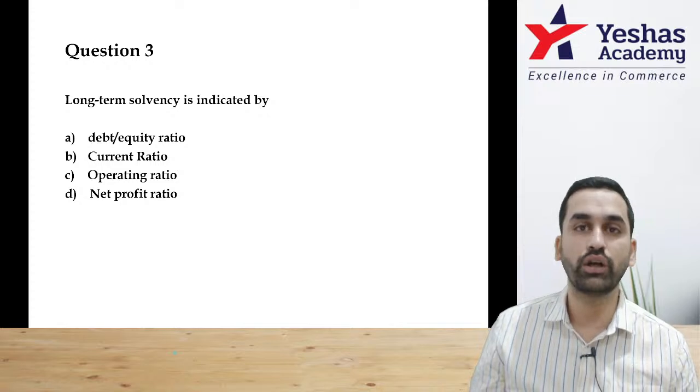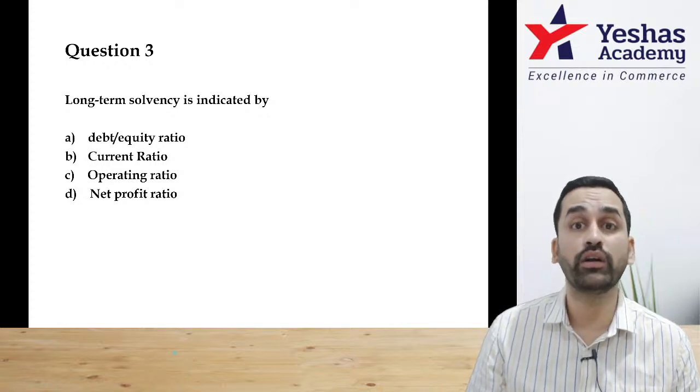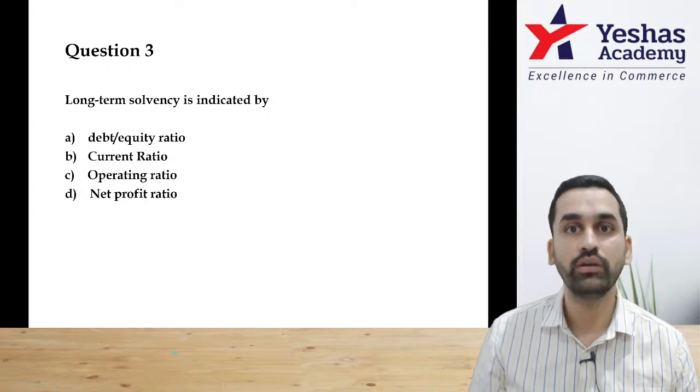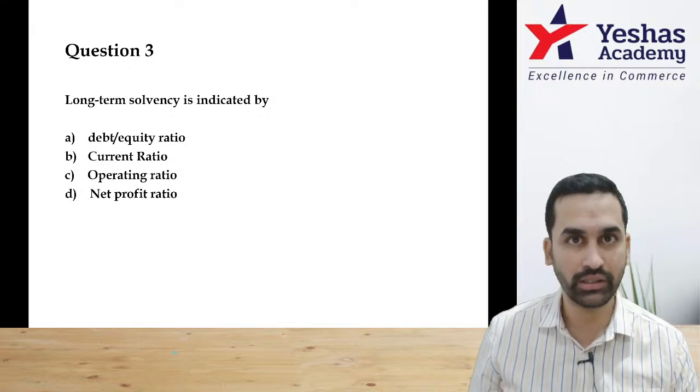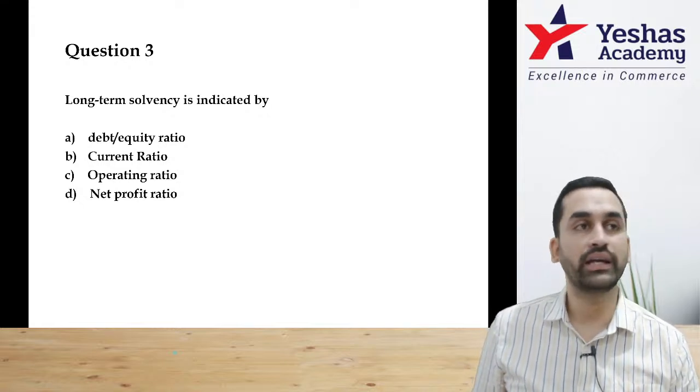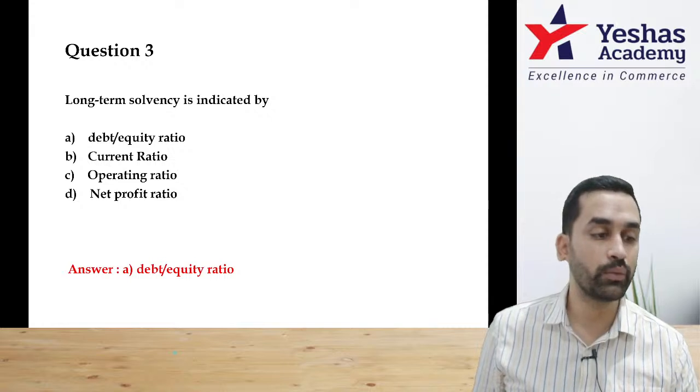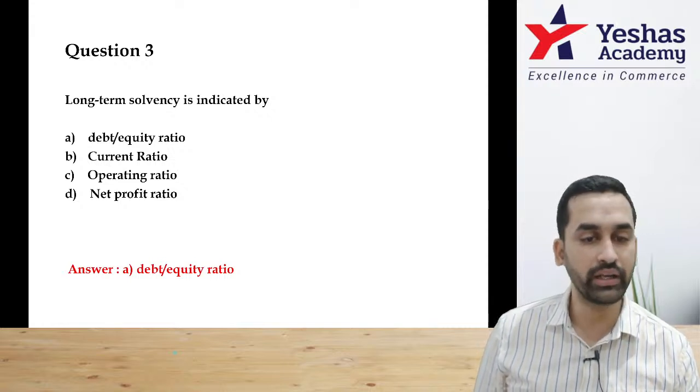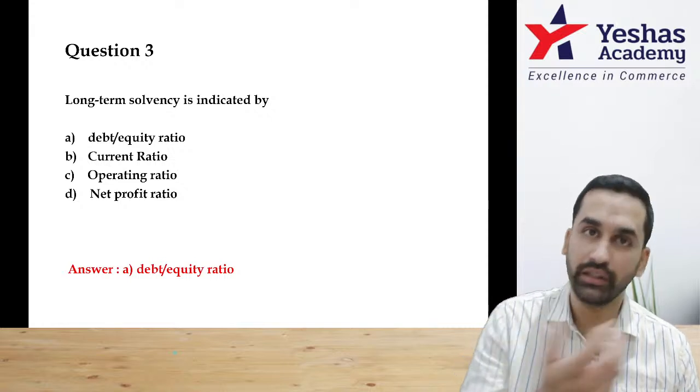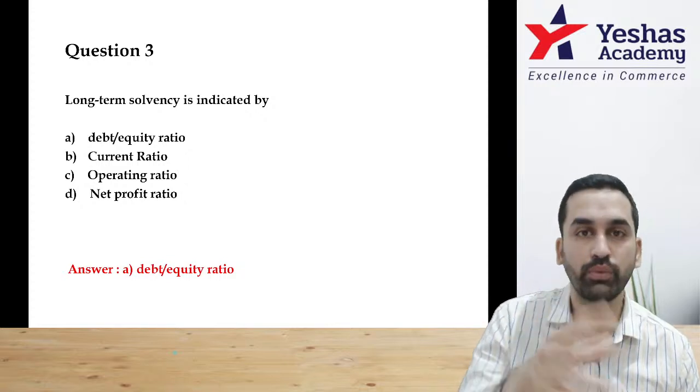When you say long-term solvency, you're talking about repaying your debt, bank loan, bonds, debentures, correct? All of that. And that is based on debt equity ratio. Debt equity ratio, correct?